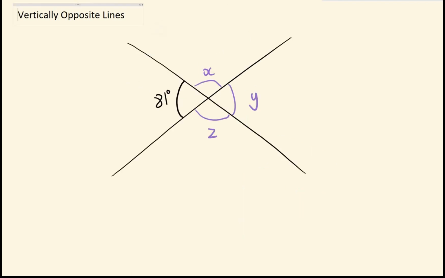A typical question looks like this. So first things first, we can find the opposite angle. The opposite angle is going to be y, so y is 81 degrees. And now we can also find x and z.